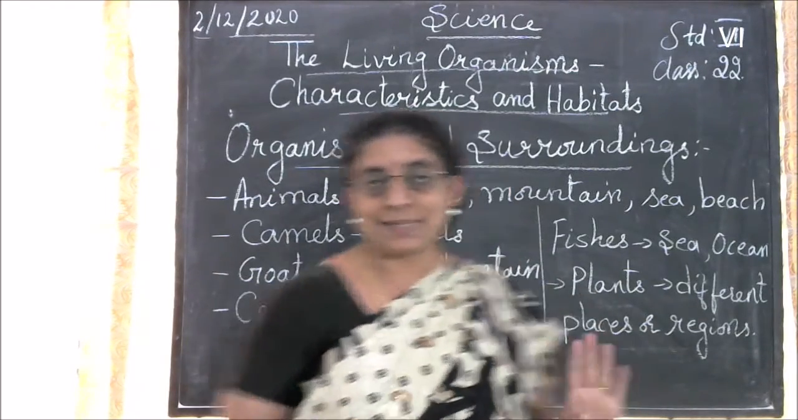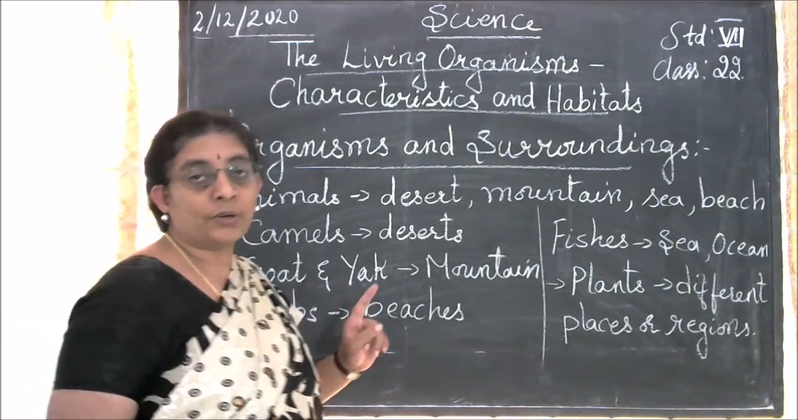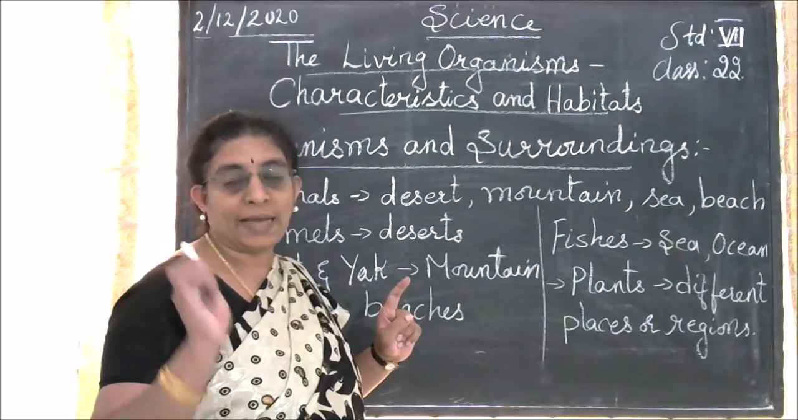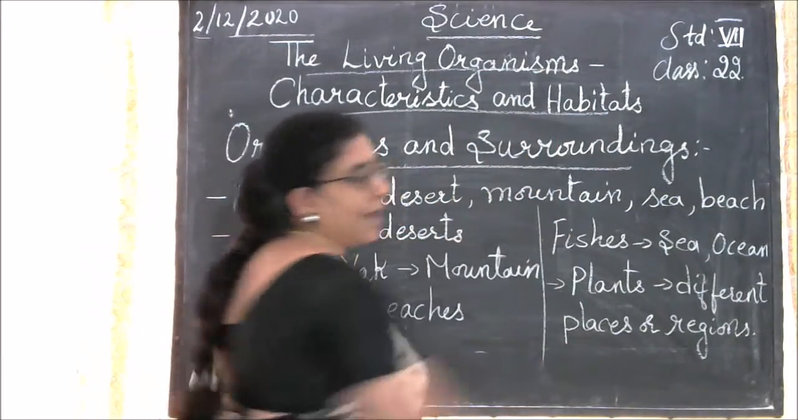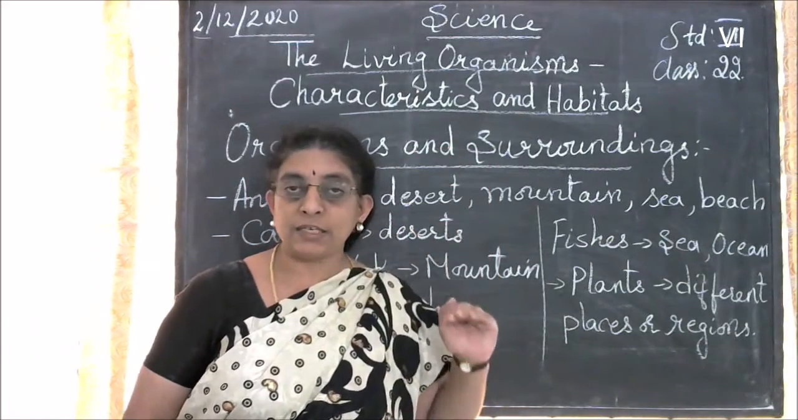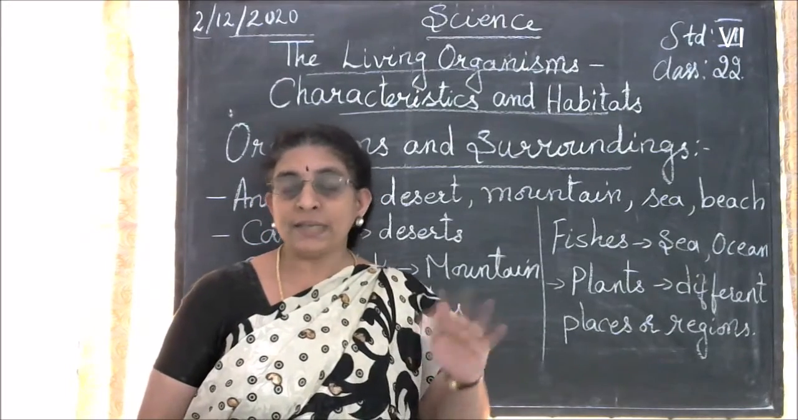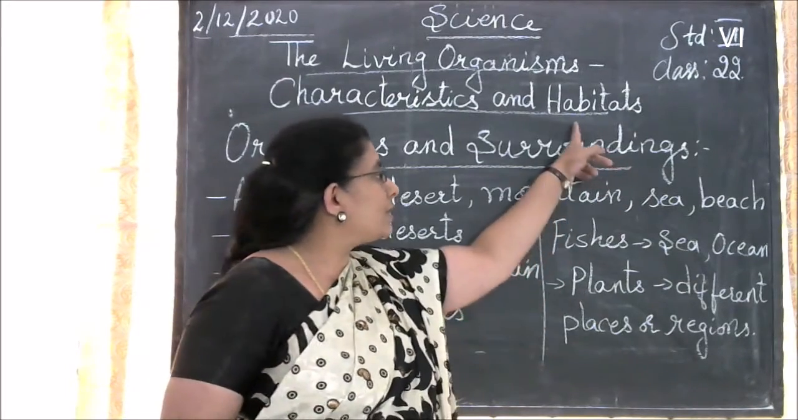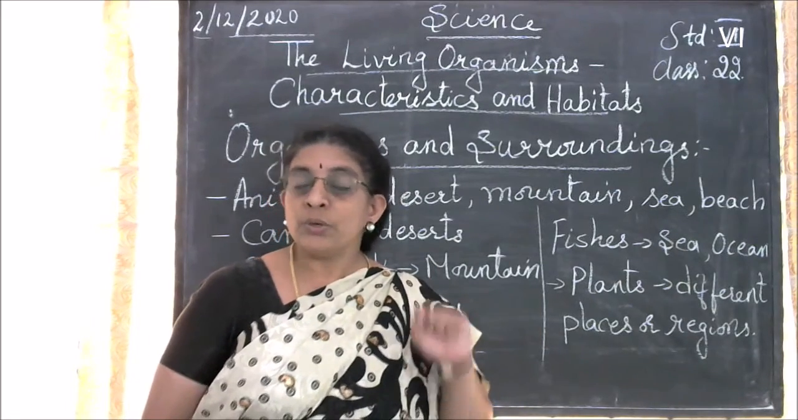So our next lesson is the living organisms. Okay, so the main thing is about the animals and plants. Characteristics and habitats. So what are the characteristics which are needed for the animals and the plants to live in that certain place? Okay, and what is the meaning of habitat? So that only we are going to read now.